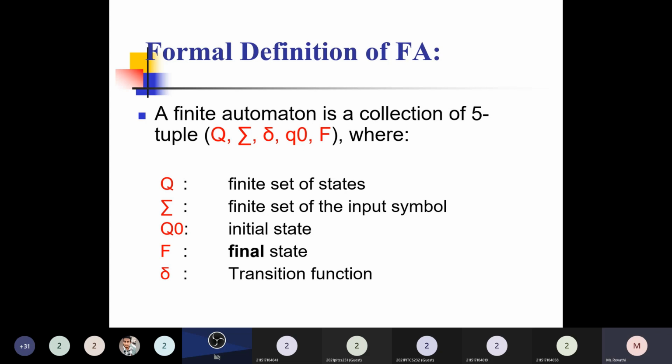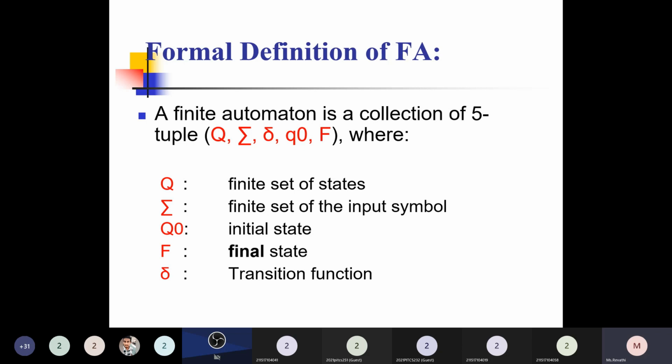Q0, which is nothing but the initial state. And then capital F, which is nothing but the final state. And then we have the transition function, which is used to change the state from one state to another. That is the purpose of our transition function.